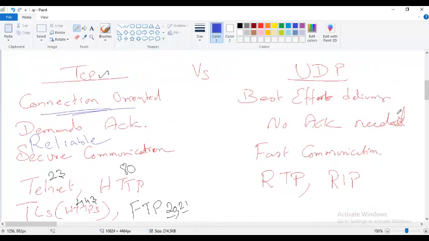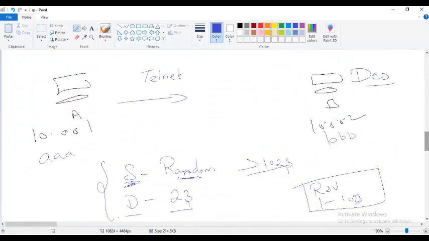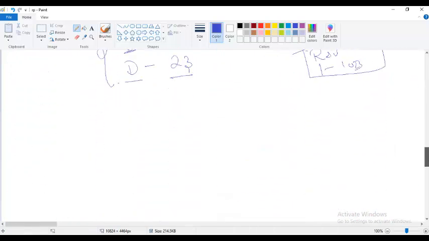Why is UDP unreliable? Because we do not know whether there is someone to receive or not. We don't know whether they have received or not. There's no acknowledgement, nothing. So we cannot trust that it has reached and take some action. But in TCP, we can clearly say that it has been delivered because you got that acknowledgement.